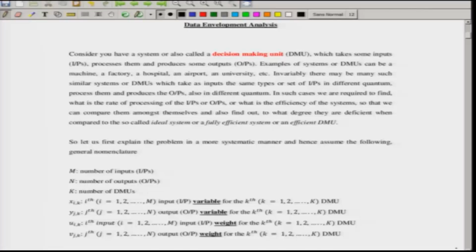So, in such cases we are required to find what is the rate of processing of these inputs and outputs, or what is the efficiency of the system. I am just repeating the statement, so that we can compare the DMUs against themselves and find out to what degree they are deficient when compared with the ideal system, or in what respect they are efficient when considered with the other DMUs which are there. So, obviously, there would be two ways of comparing.